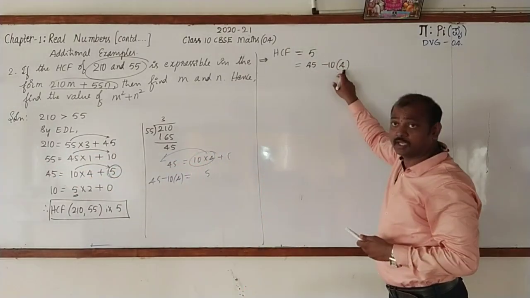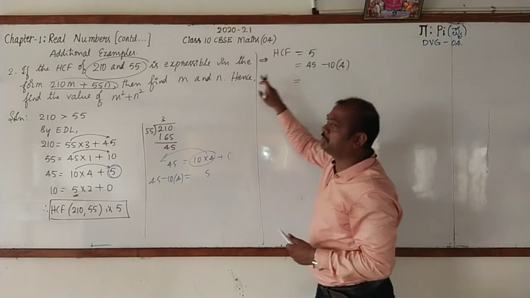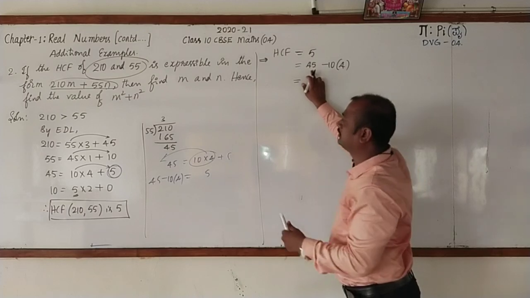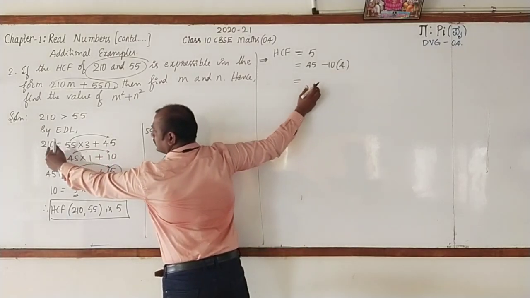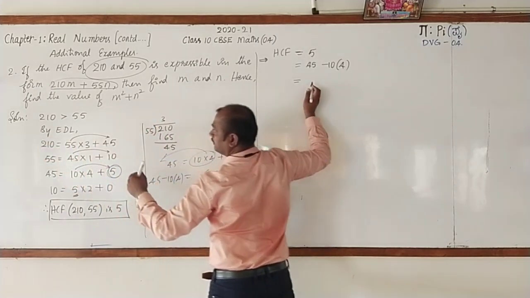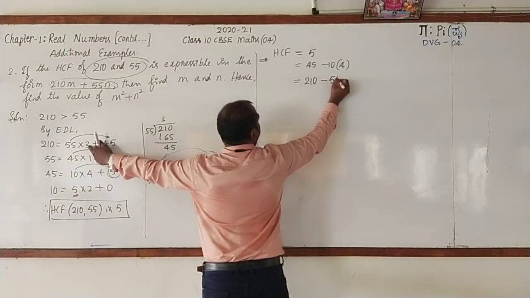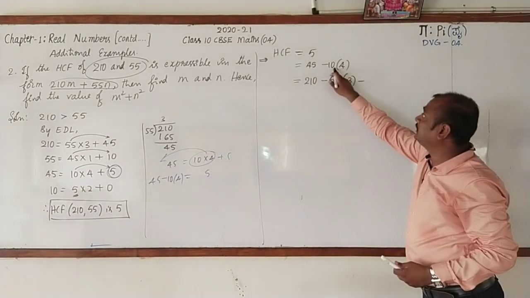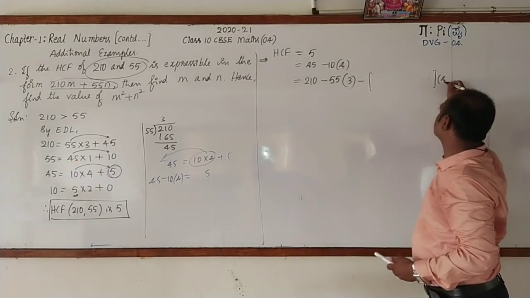Means 10 is 4 times. Now 5 is written in this form. But what should it be? It should be in the form of 210m plus 55n. Now 45 is there. Take substitution for 45. Solve from this. 45 can be written as 210, transfer this 55 into 3, it becomes minus 55 into 3. Here I will write 210 minus 55 into 3, minus, next 10 into 4, that is 10 is 4 times. I will write this as it is outside.